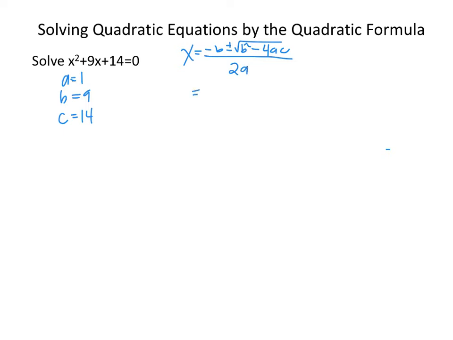From there, I'm actually going to substitute in the values of my variables. b is 9, so I have negative 9 plus or minus the square root. 9 I'm going to keep in parentheses. 9 squared minus 4 times a times c, just plugging those in, all over 2a. And a is 1. There we have it.